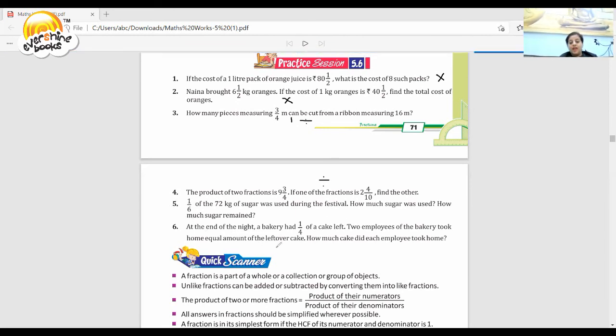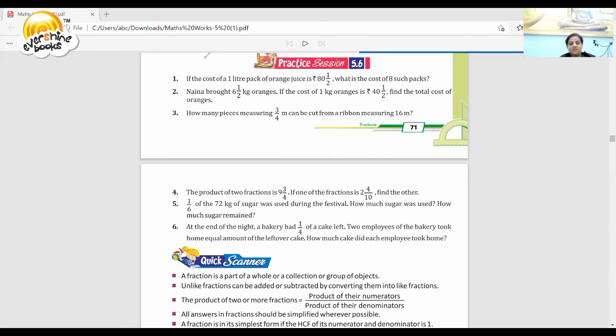At the end of the night, a bakery had 1 upon 4 of the cake left. Two employees of the bakery took home an equal amount of the leftover cake. How much cake did each employee take home? So it is 1 upon 4 and it is going to be divided by 2. Two means they have taken two parts, then only is the cake equally distributed.